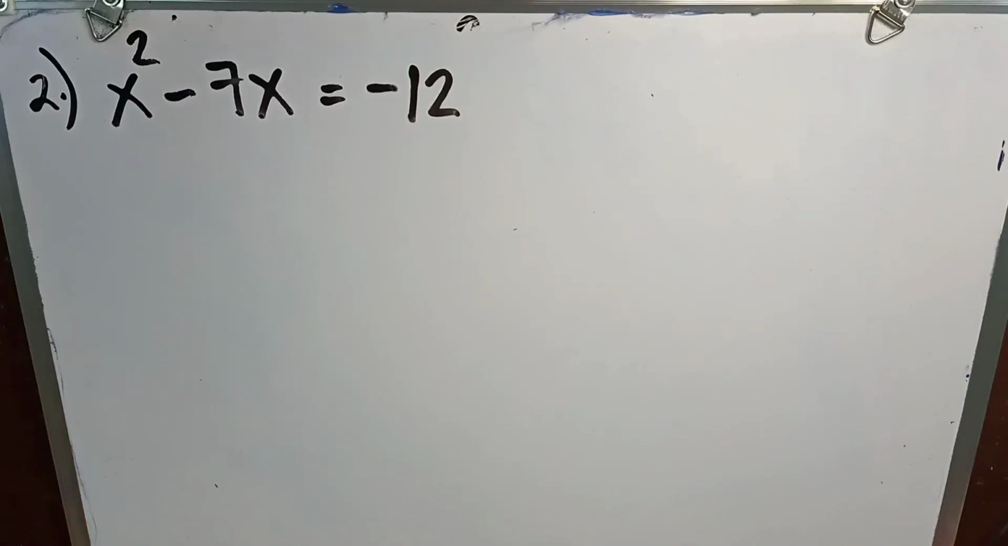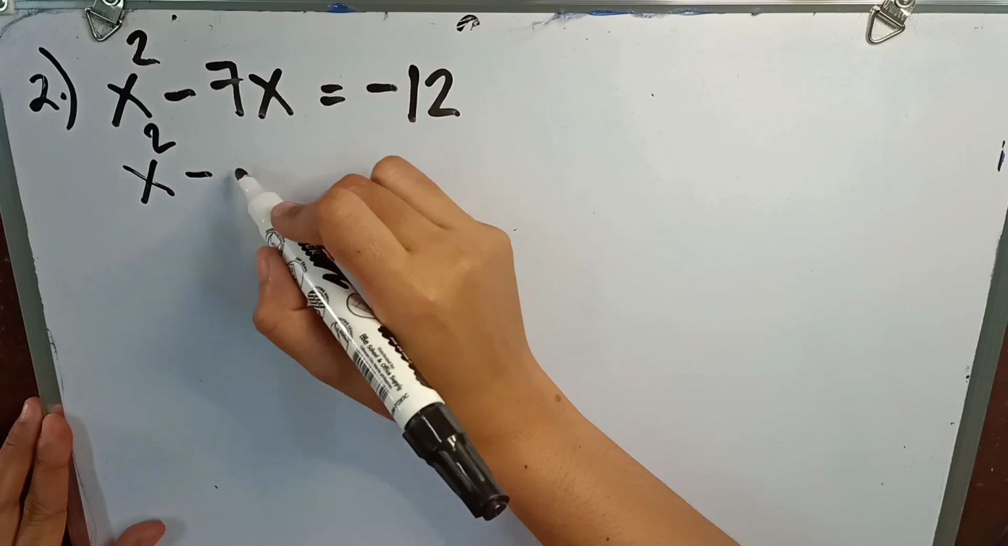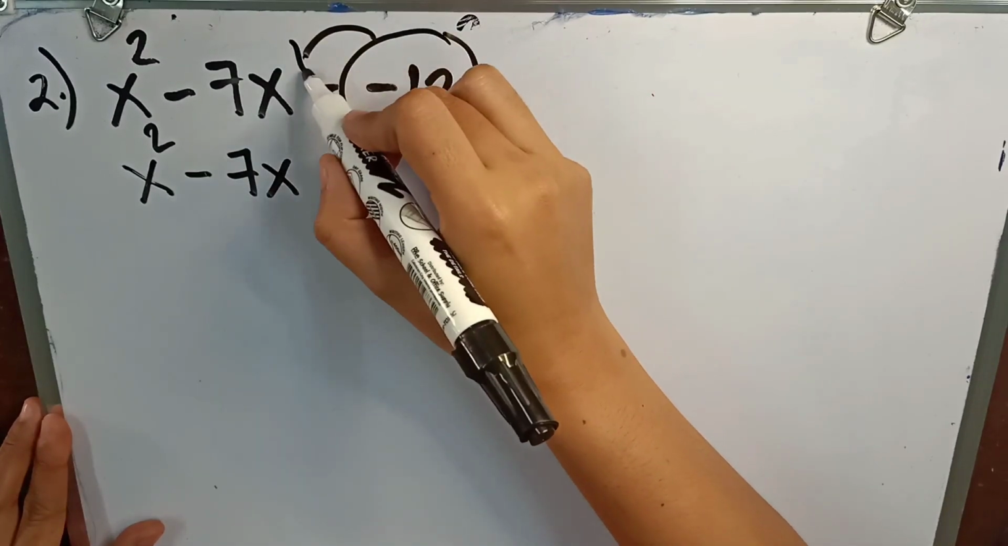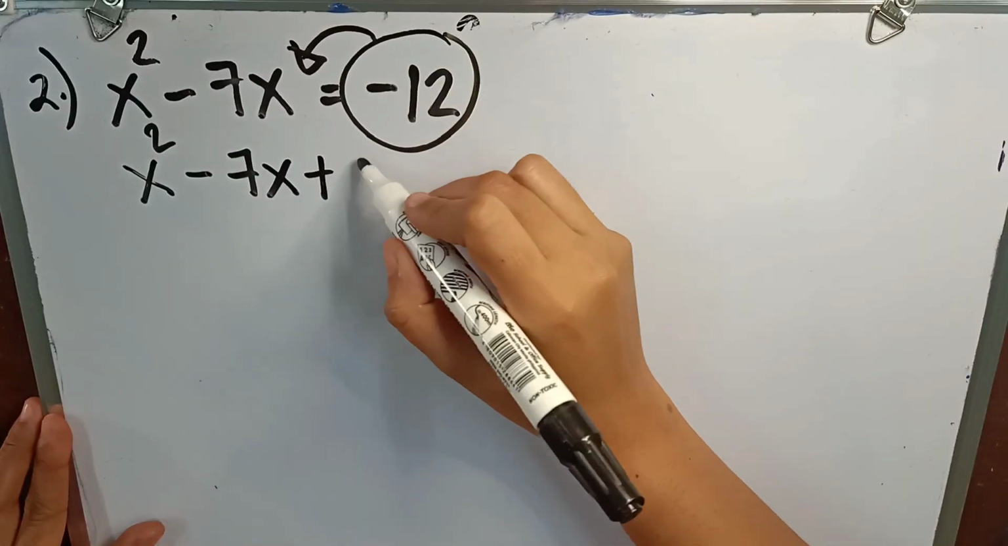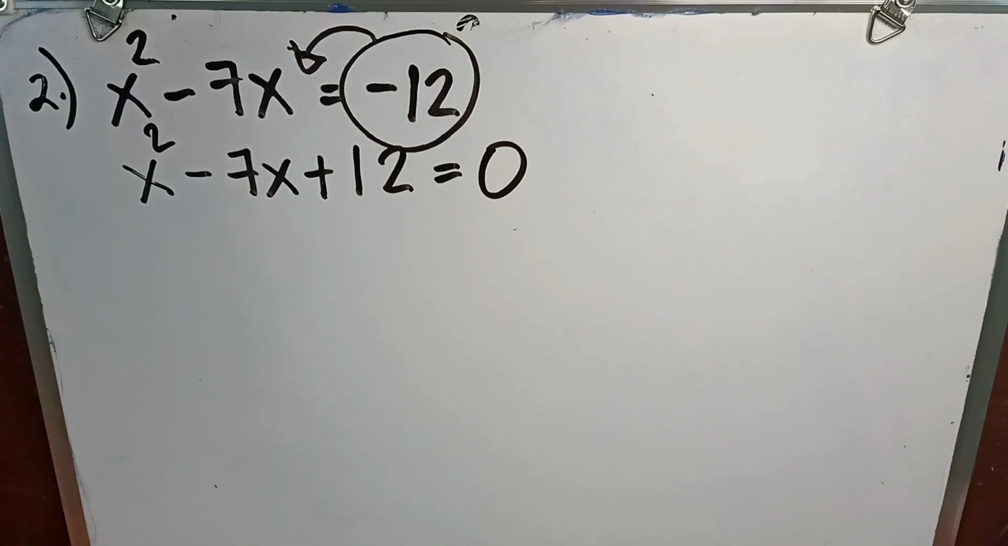We have example number 2. x squared minus 7x equals negative 12. Make sure that this equation is in standard form. Since this equation is not yet in standard form, x squared minus 7x, the negative 12 became positive 12 equals 0. That is the standard form of this quadratic equation.